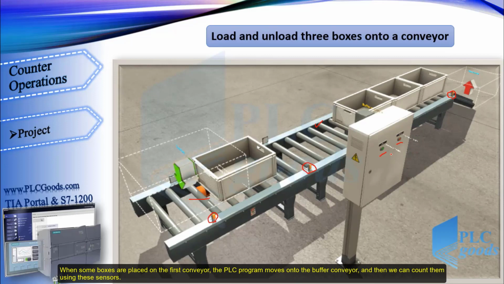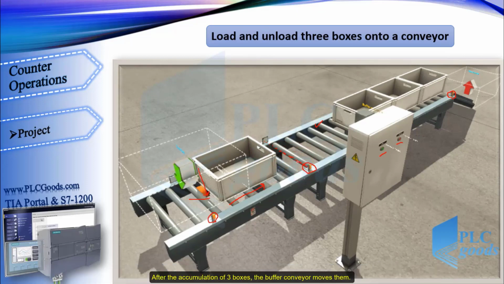When some boxes are placed on the first conveyor, the PLC program moves them to the buffer conveyor, and then we can count them using these sensors. Pay attention, when there is not any box on the conveyor, these sensors send positive signals to the PLC until a box is placed in front of them. After the accumulation of three boxes, the buffer conveyor moves them.